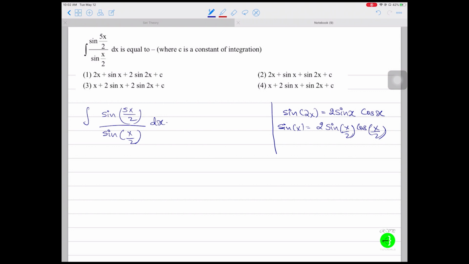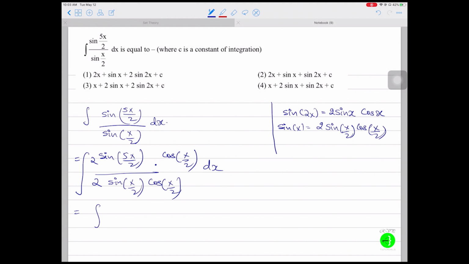So we know that we have sine x over 2 in the denominator, and we can multiply and divide by the same. So here we have sine 5x over 2 over sine x over 2. We need a cosine x over 2, so we'll multiply by cosine x over 2 as well. And we also need a 2 in the denominator, so we'll put a 2 in the numerator as well. Now if we simplify this thing, we'll have 2 times sine of 5x over 2 times cosine x over 2, and the denominator is sine of x.